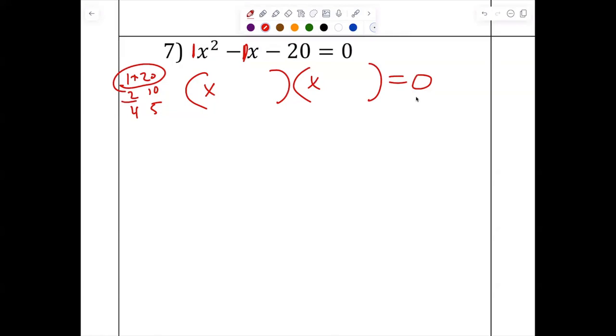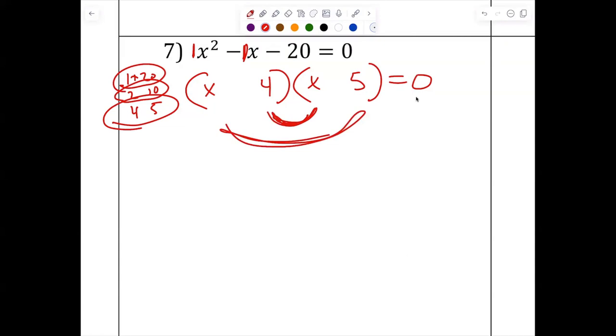2 and 10. Add and subtract 2 and 10. Can I make a 1? No. Why do 4 and 5 work? Because you can make a 1. So we throw down a 4, throw down a 5. Now, here's where the smiley faces come in. I want it to be -1.